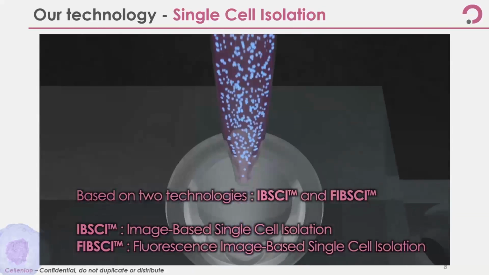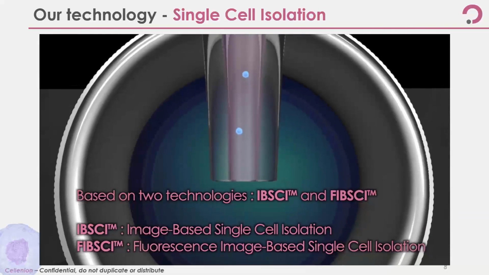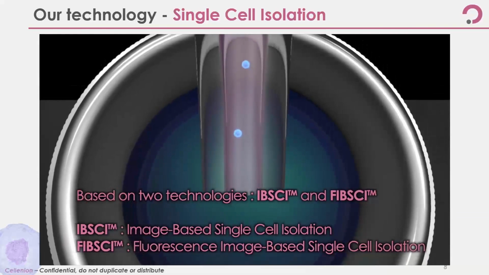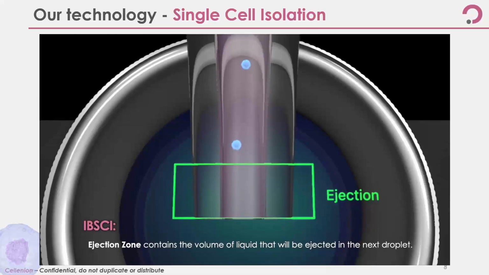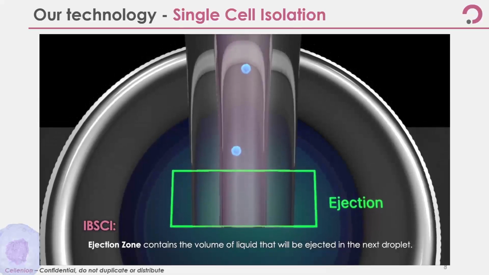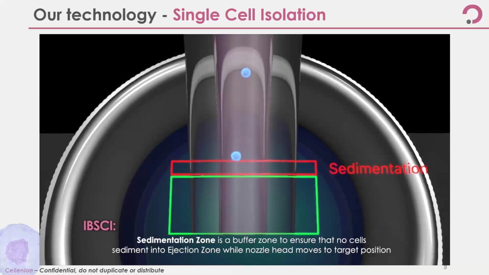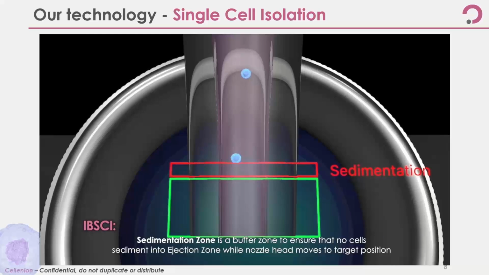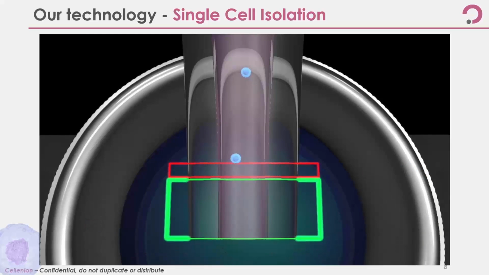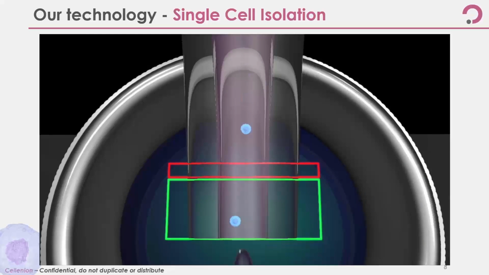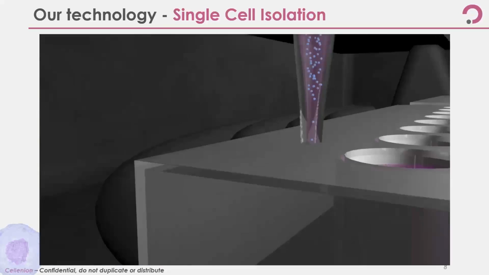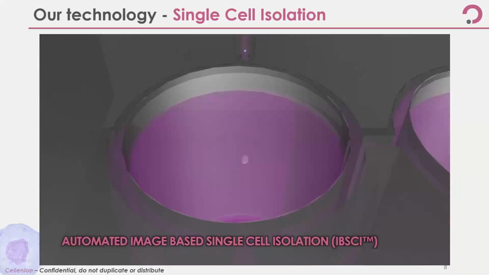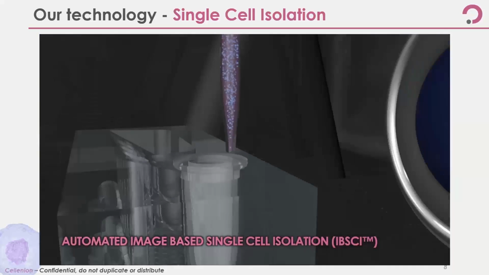And then we can isolate based either on transmission images or fluorescent images, but just for transmission one. So you can see still the ejection zone that is in green and sedimentation here in red. So the safety zone. So what's happening if no cell is detected, then you generate the droplet in the recovery vial. And if one is detected only in the ejection zone, then you isolate.